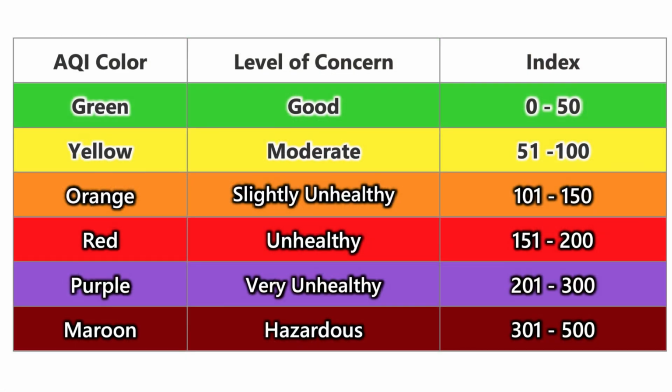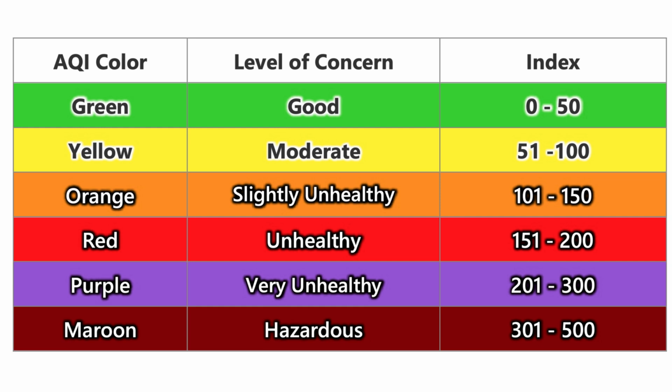As I mentioned before, different color codes are assigned for this air quality index. Green means an index value of 0 to 50, which is considered good, and yellow is a moderate level of concern, with values from 51 to 100. Then orange is slightly unhealthy, with values from 101 to 150, and red is unhealthy, 151 to 200. Purple is very unhealthy, with AQI values from 201 to 300, and maroon, the highest one, is hazardous, 301 to 500.